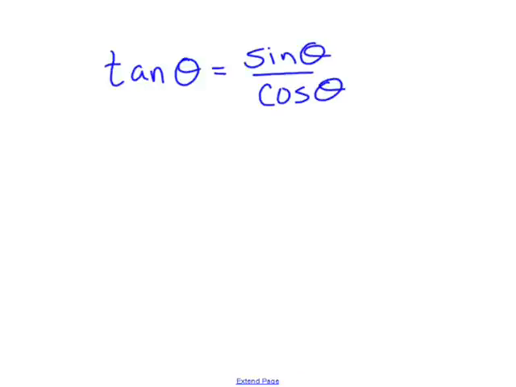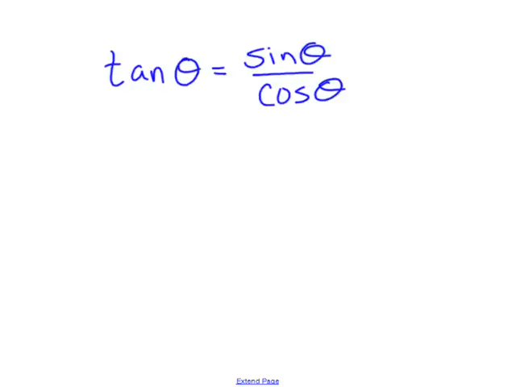Okay, that means we need to recall a couple things. We have to remember our quotient rule that tells us that tangent is equal to sine theta over cosine theta. So if you look at this, you can right away see that tan of a minus b is going to be the same thing as sine of a minus b over cosine of a minus b. And then we have to remember our composite functions from yesterday.